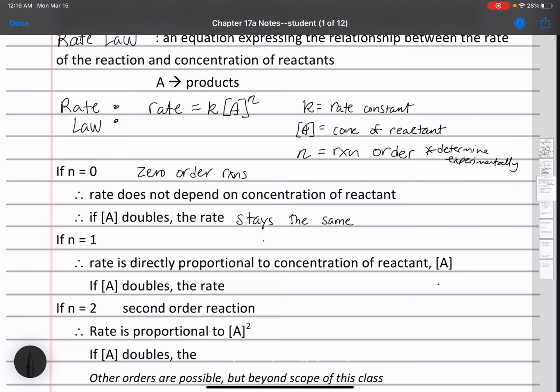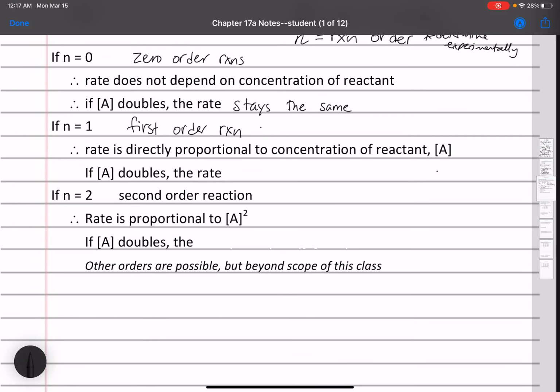A first order reaction is an N equals 1. And we call that a first order reaction. All right, and in a first order reaction, the rate is directly proportional to the concentration of the reactant. So in other words, if you increase the concentration of the reactant by a factor of 2 or 3 or 4, then you increase the rate of the reaction by 2 or 3 or 4. If A doubles, the rate will also double. If the concentration of A triples, then the rate of the reaction will triple, and so on and so forth.